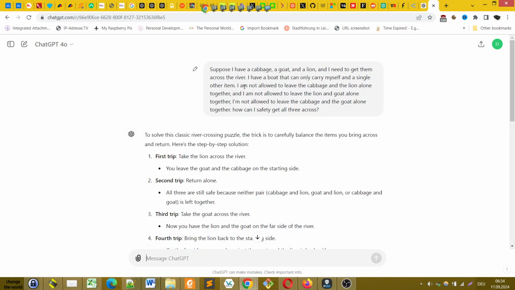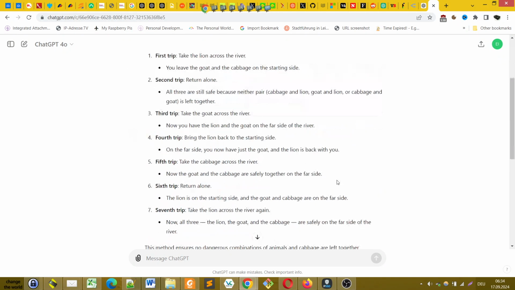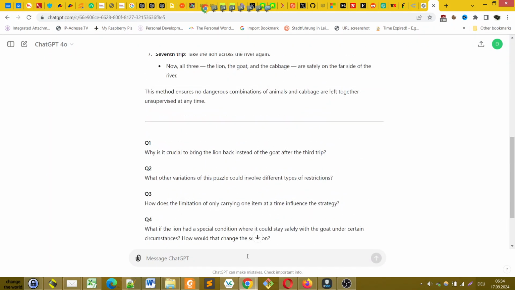See, it's the same with the same constraints, and now we have the recommendation to take the lion across the river. But that leaves the goat and the cabbage alone, which is also wrong as per the original solution.